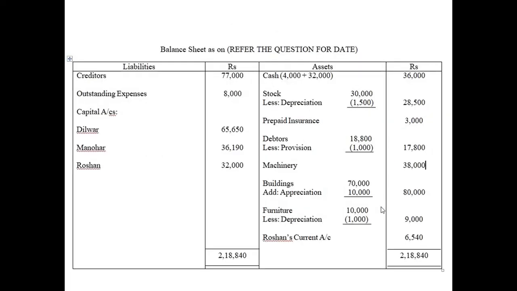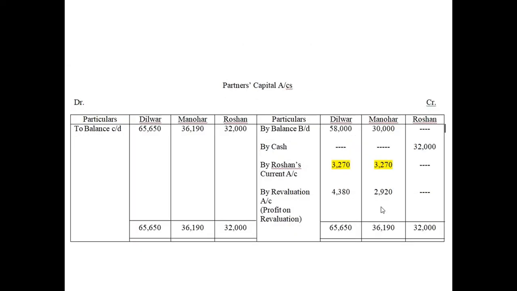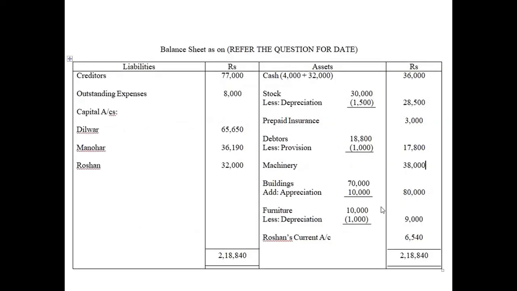Roshan's current account. And we write creditors 77,000, outstanding expenses 8,000, and the capital accounts of the partners Dilwar, Manohar, and Roshan from capital account. You can see here to balance c/d. And the total of balance sheet should be 2,18,840.